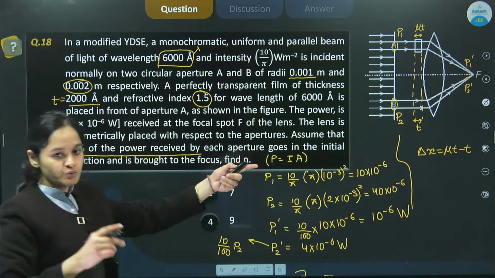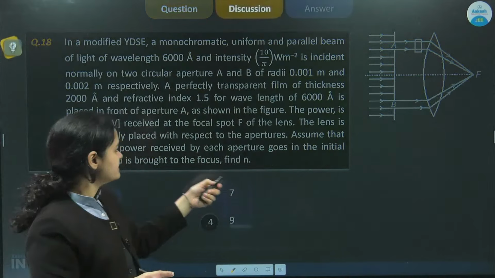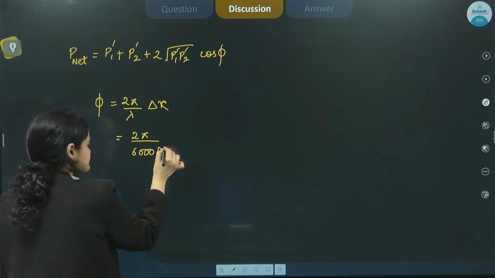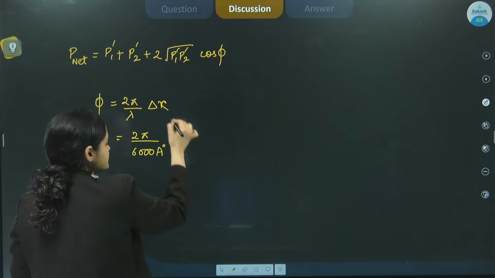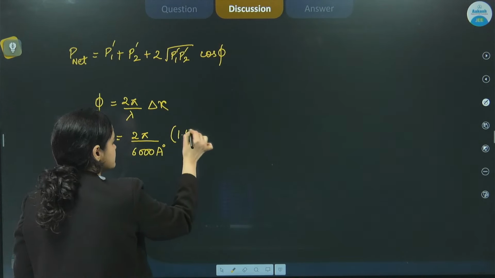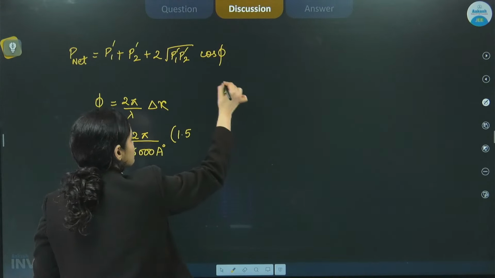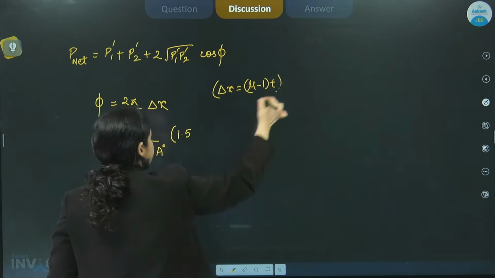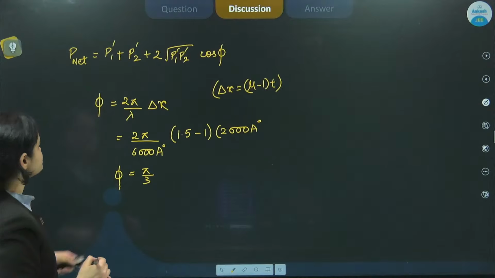We already know mu and t, so we can calculate the value of delta x here. So this is lambda is 6000 angstrom. I'm keeping it in angstrom only. Delta x actually was equal to mu minus 1 into t. Alright, so this is mu minus 1 into t is 2000 angstrom. Right, so this gives you a value of phi as pi by 3. Okay. Now we just have to place the values here.